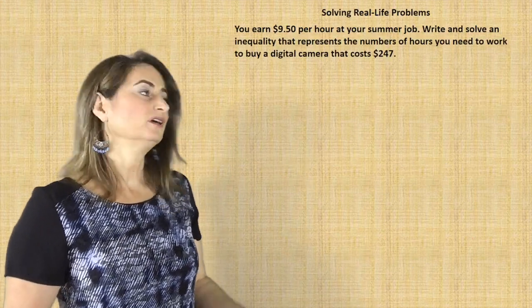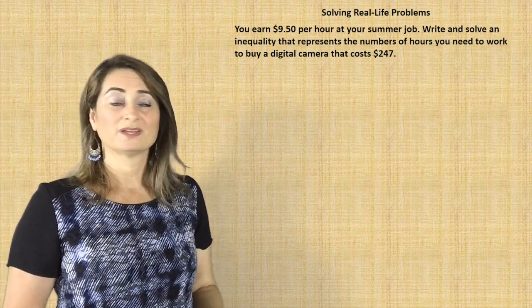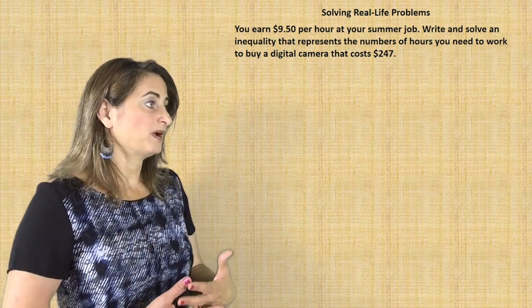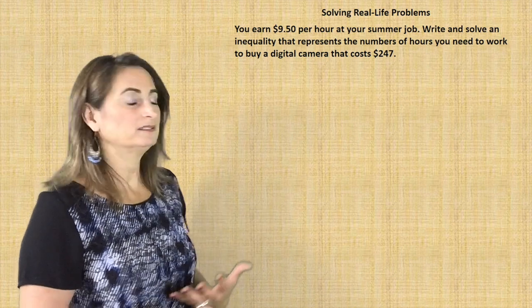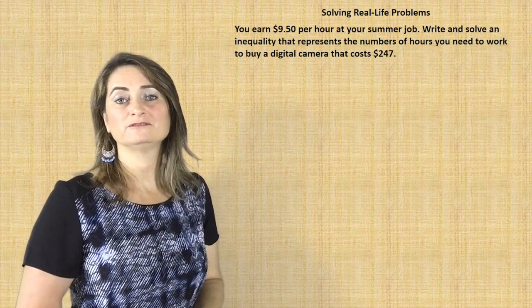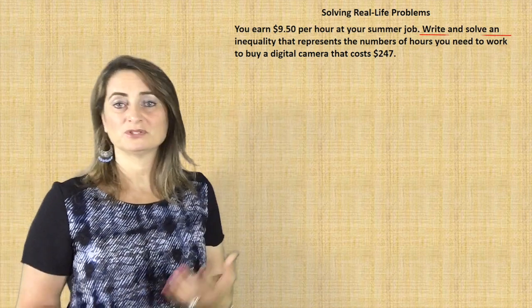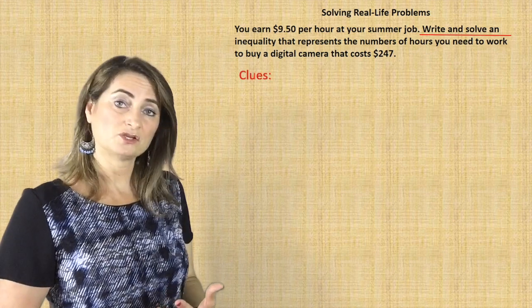Okay, now we're going to work on solving a real life problem. You earn $9.50 per hour at your summer job. Write and solve an inequality that represents the number of hours you need to work to buy a digital camera for $247. So underline, write and solve, because that's what we're trying to do. What are your clues to write the equation and solve it?